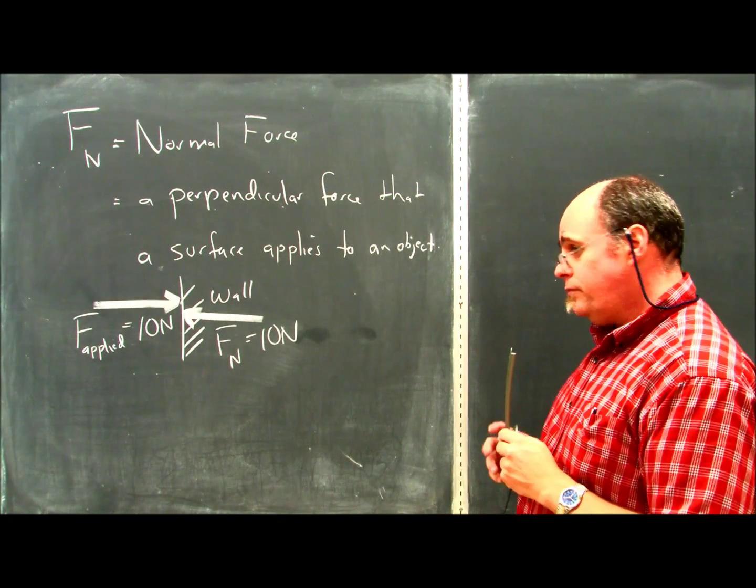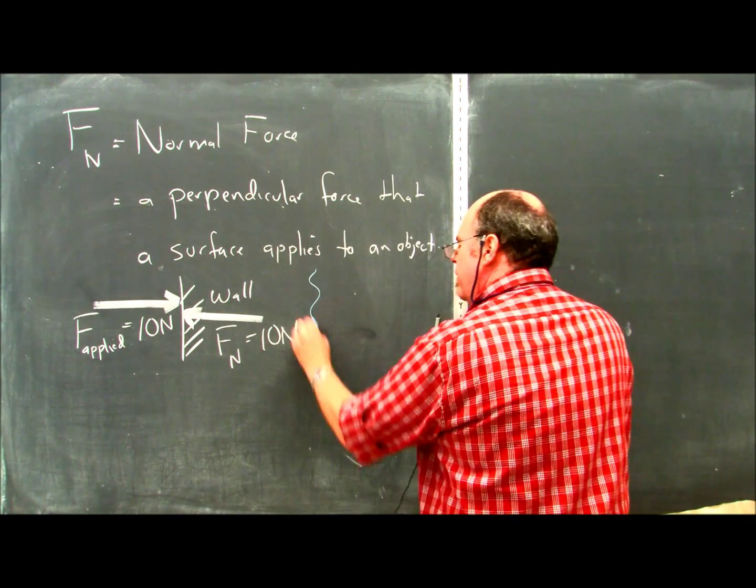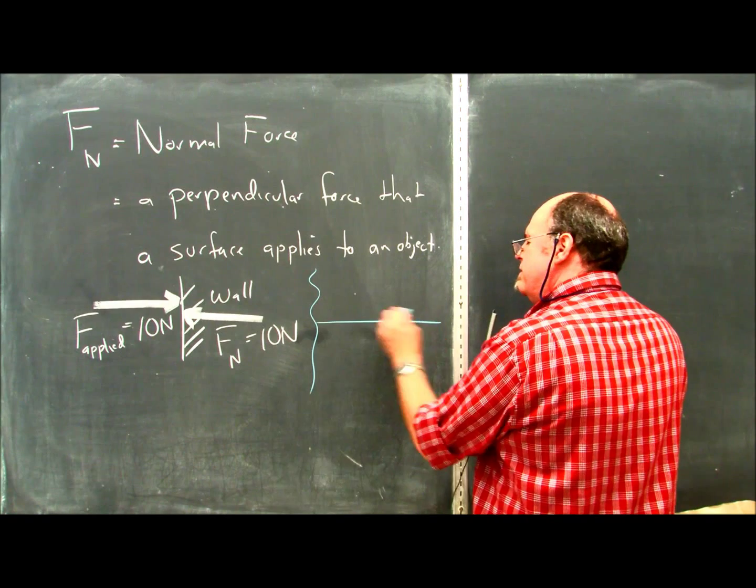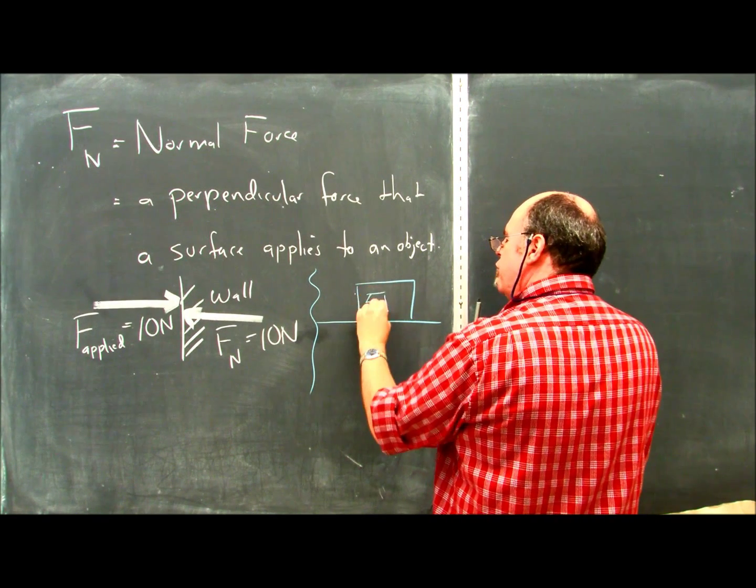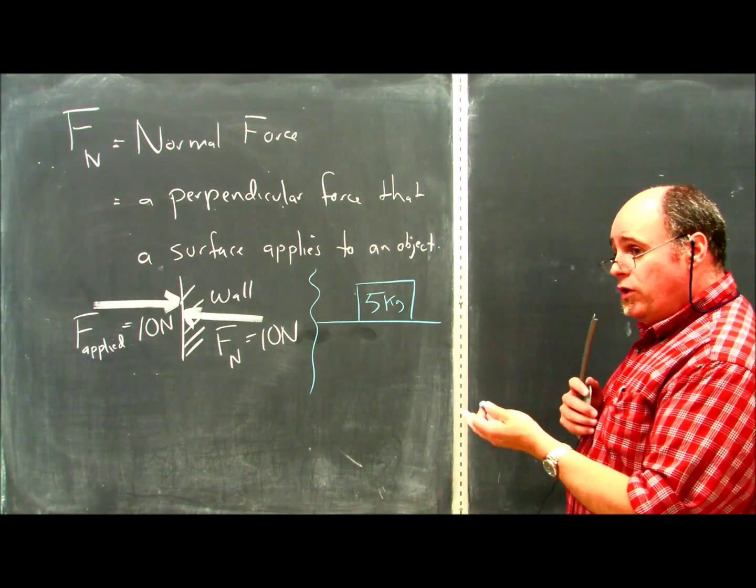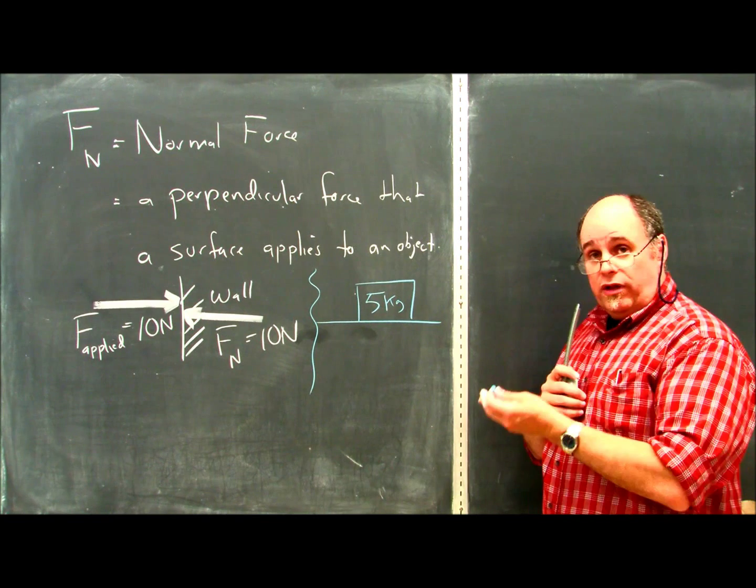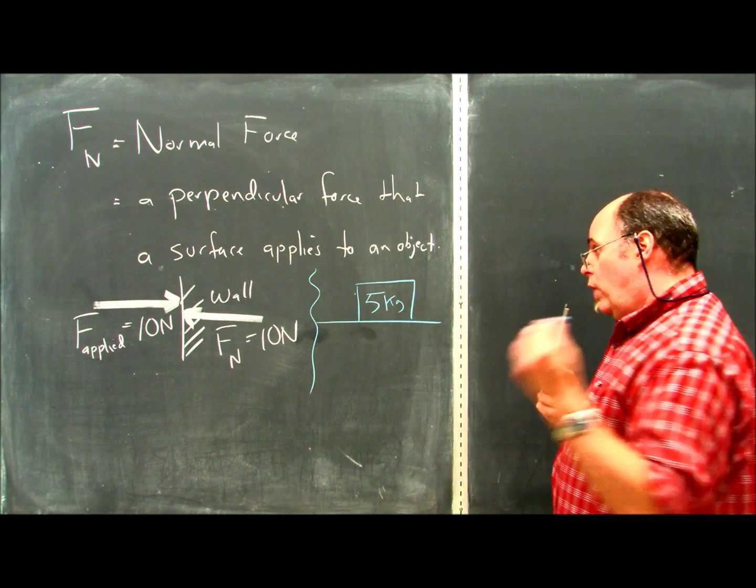Okay. If someone has a box and the box is sitting on the ground, so let's say we have this box, and let's say the box is 5 kilograms. So there's a couple of forces acting on it. Because we know the box isn't moving, it's not accelerating, every force has to be canceling out. So one of the forces would be the weight.